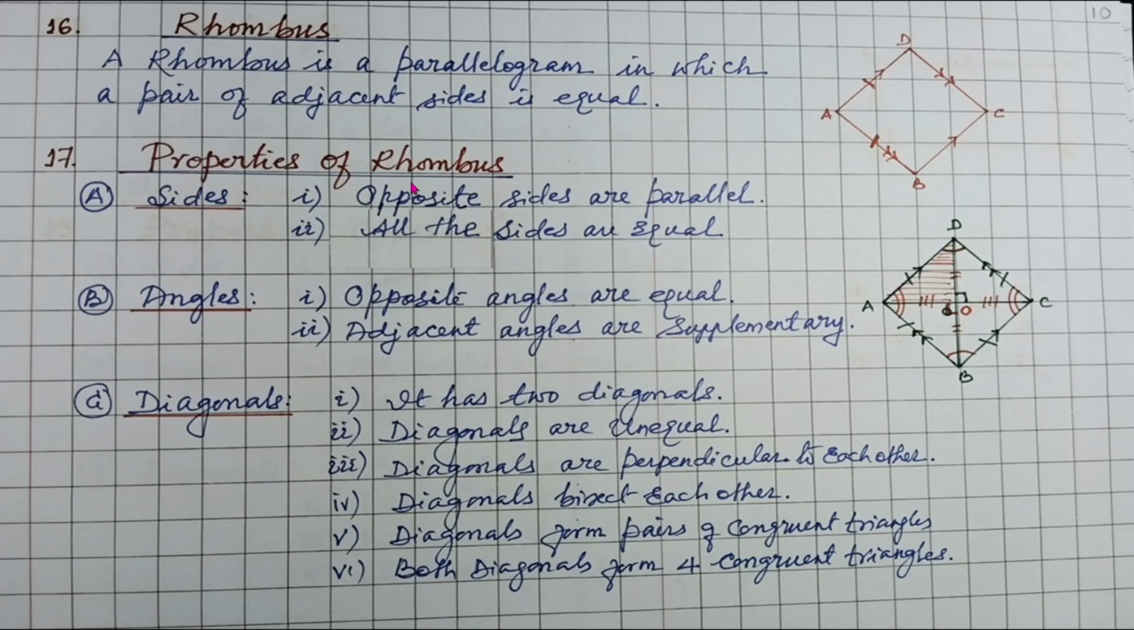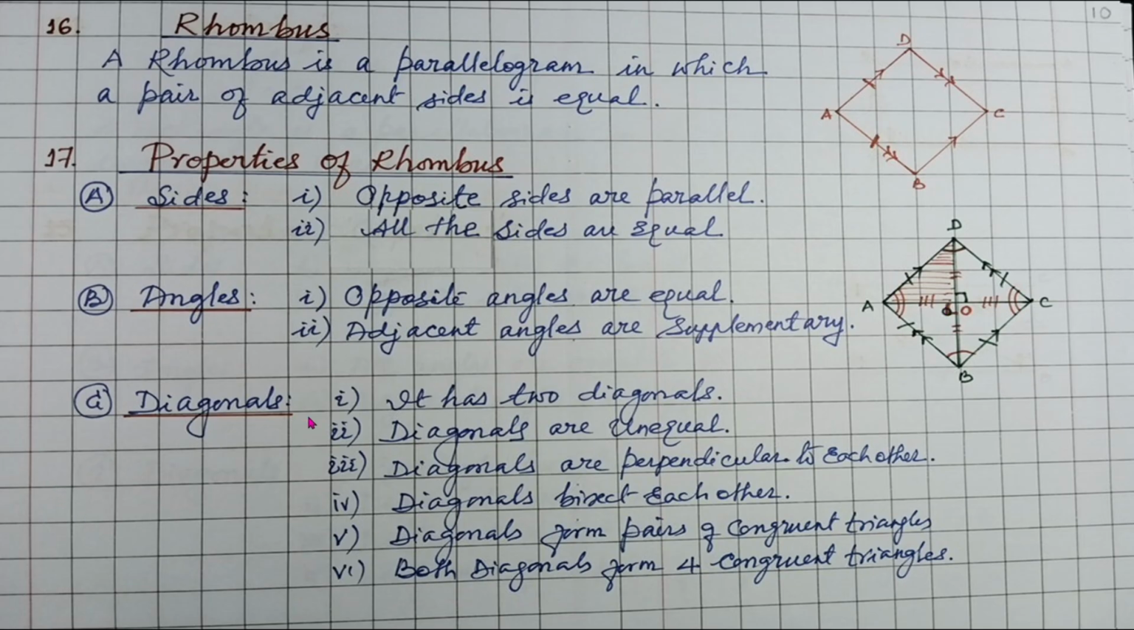Now coming to the properties of a rhombus, we will study them in terms of sides, angles, and diagonals. In terms of sides, as we already know, it is a parallelogram, therefore the opposite sides are parallel and equal; rather, all the sides are equal in a rhombus. So remember, in a rhombus the opposite sides are parallel but all the sides are equal. Now in terms of angles, the opposite angles of a parallelogram are equal and the adjacent angles are supplementary. Again, that is the property of a parallelogram, because a rhombus is a special parallelogram.